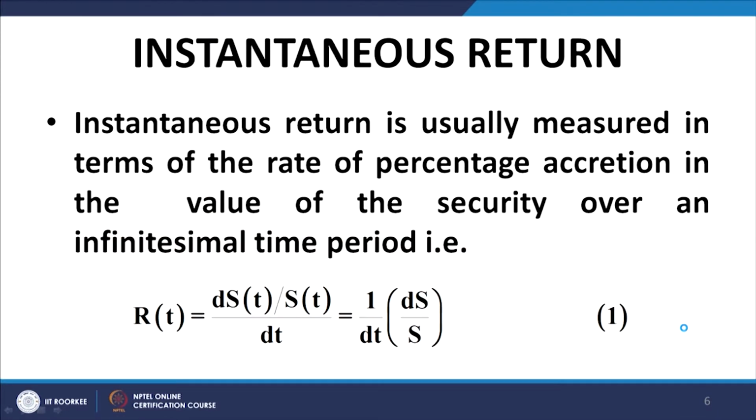Now, we define instantaneous return in terms of the rate, meaning per unit time, of percentage accretion in the value of the security over an infinitesimal time period. Let me repeat, instantaneous return is usually measured in terms of the rate of percentage accretion in the value of the security over an infinitesimal time period. This is given in equation number 1 at the bottom of your slide.